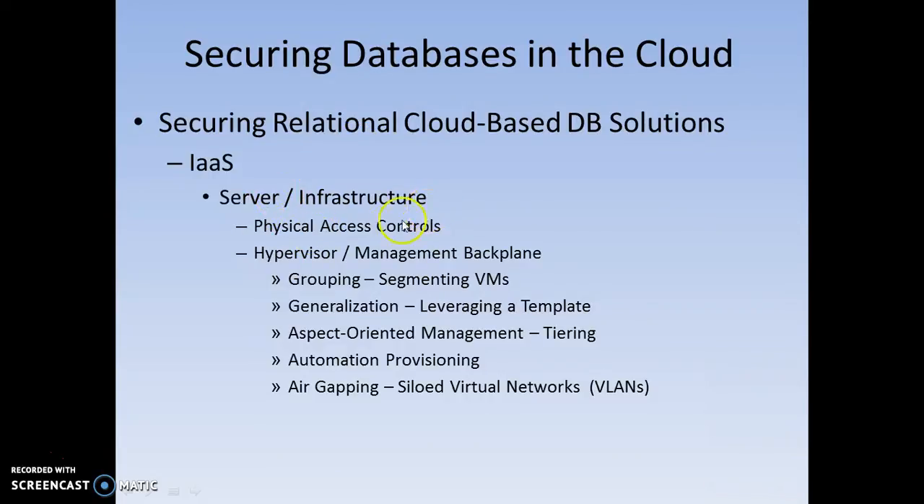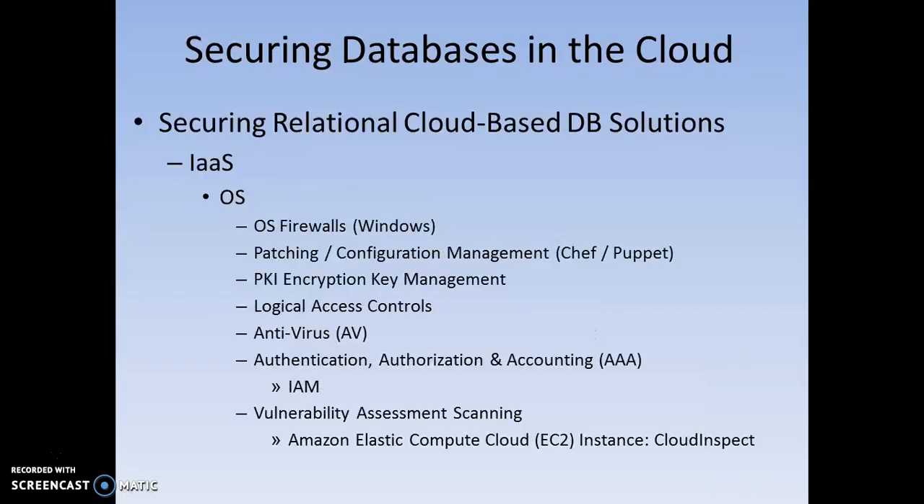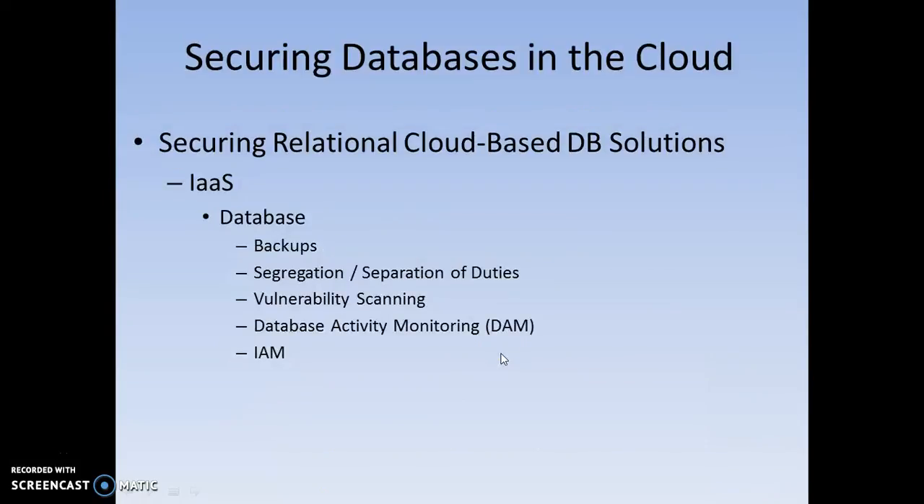IaaS server infrastructure: physical access control, hypervisor, grouping, generalizing, aspect orientation management, automation provisioning, air gapping, those are what we are providing. Security for relational databases. We are providing relational databases for these things. Operating system as a service: OS firewalls, patching, configuration check, Puppet, public key encryption management, access control, antivirus, authentication, IAM rules, user roles, policies. We are setting up to the databases.